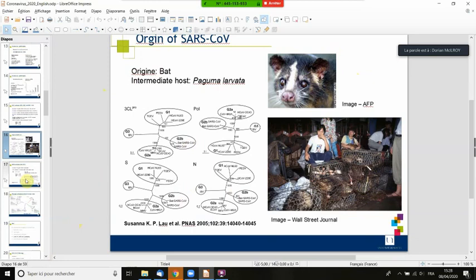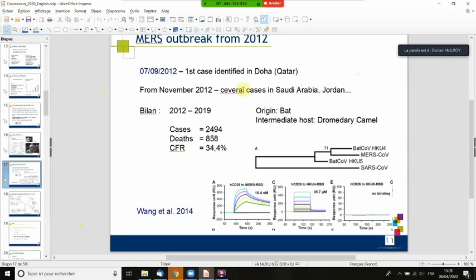Okay, so MERS. The first case was identified in Qatar. And then ever since 2012, for the last 8 years, there have been sporadic cases all over the Arabian Peninsula: Saudi Arabia, Jordan, the Gulf countries. Once again, a highly pathogenic infection. This time we got about 2,500 cases, almost 900 people died, so the case fatality ratio is about 34%. But it is very difficult to transmit between people.